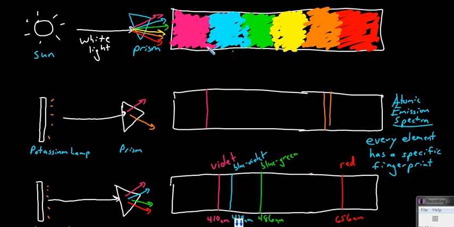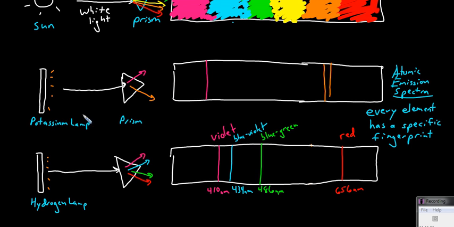coming from the sun. But you can also study individual elements in lamps, which show not an entire visible spectrum. For example, potassium, when it releases its light, it really just releases two different colors, violet and orange, in these thin spectral lines. Hydrogen releases only these four thin spectral lines.